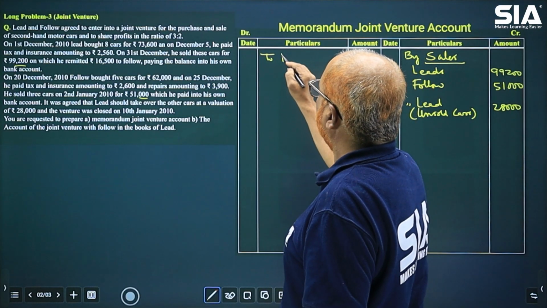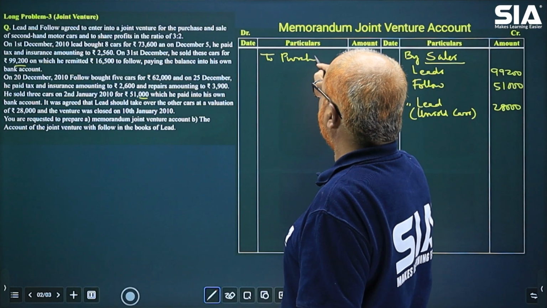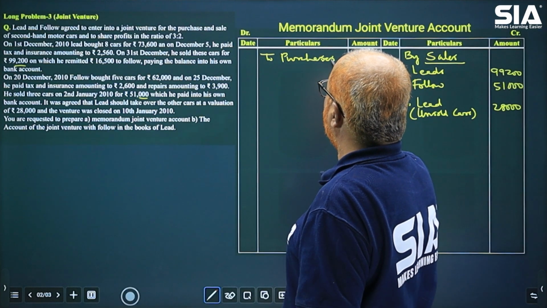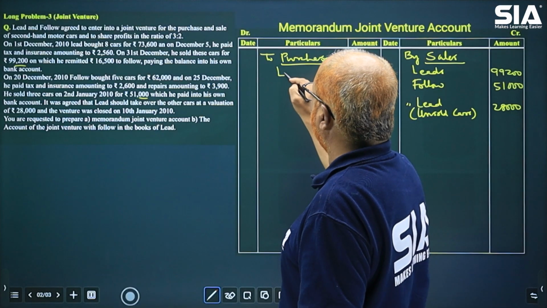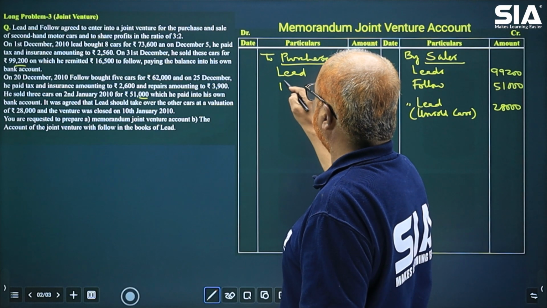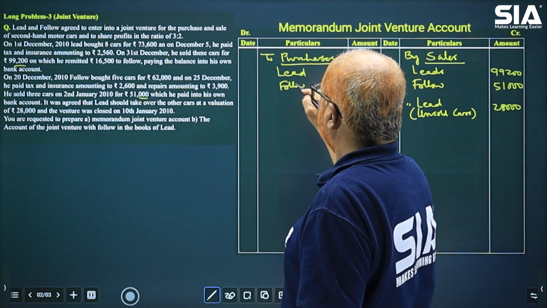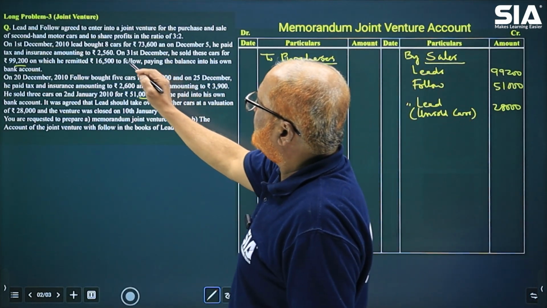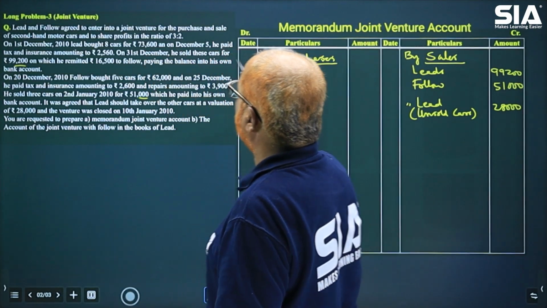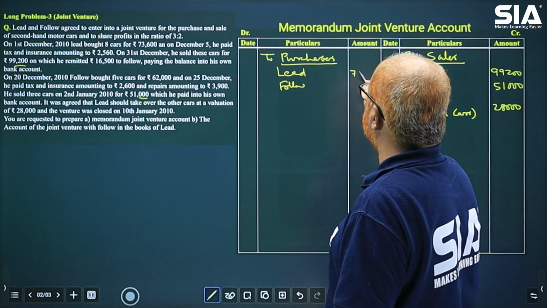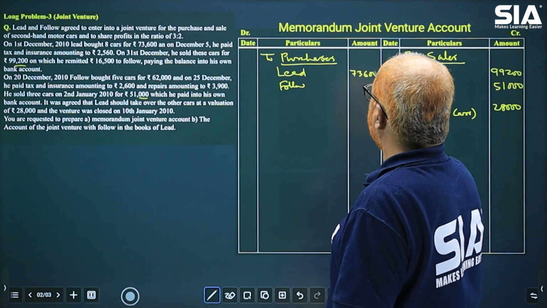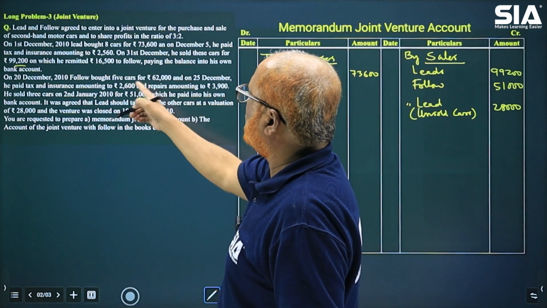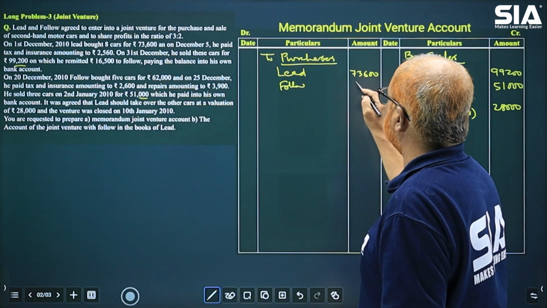Purchases. The purchases are made by Lead and Follow, right? So how much are the purchases? The purchases by Lead are 8 cars for 73,600. And purchases made by Follow, 5 cars for 62,000.